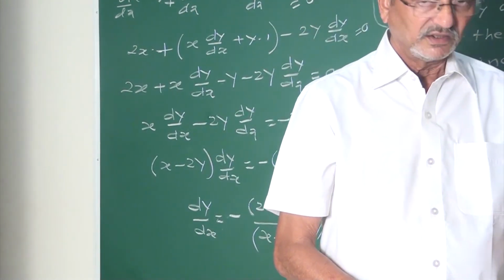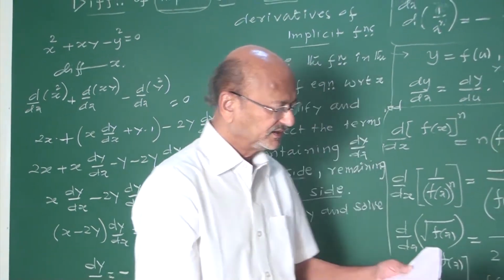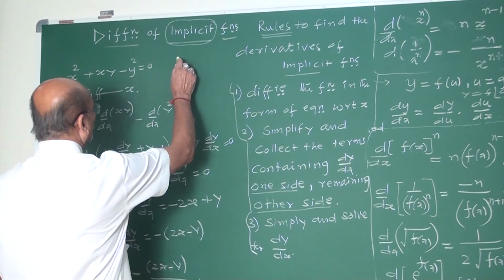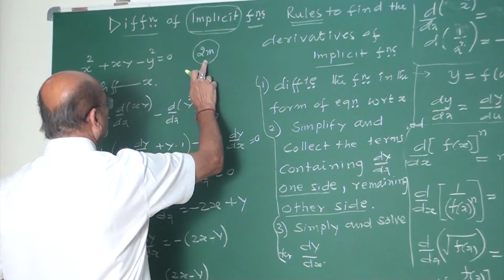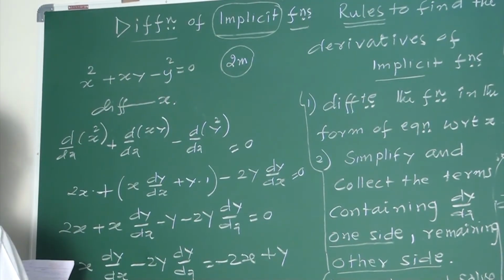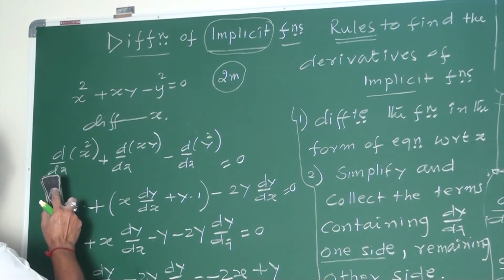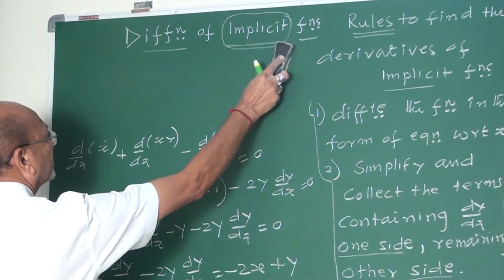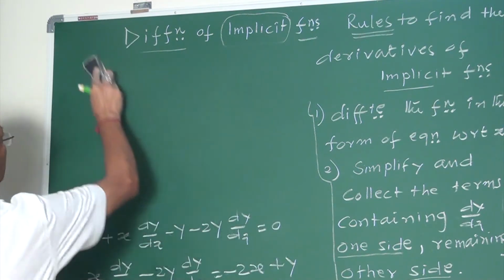Next, my friends, next example. These examples will appear in your annual exam, board exam, under 2-mark question. Yes, my friends, next example is: find dy by dx.